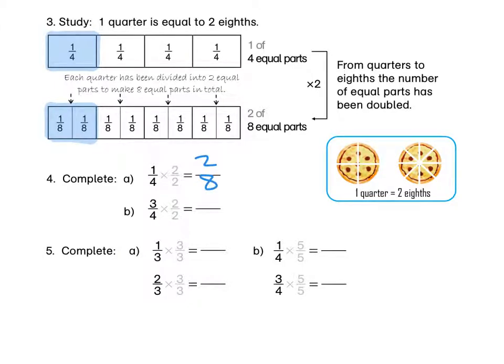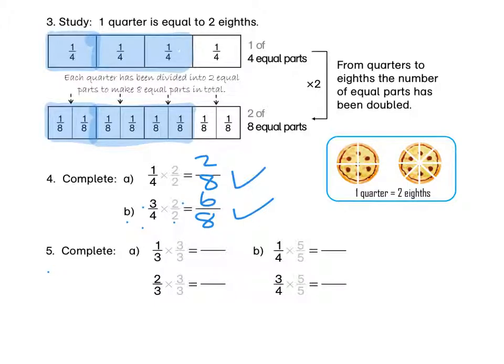Now for B, 3/4, let's represent it here. 3/4 is equal to 6 out of 8. And using fraction form, 3 times 2 is 6, and 4 times 2 is 8. So both of them, if we times top and bottom by 2 over 2, we get the equivalent fractions.